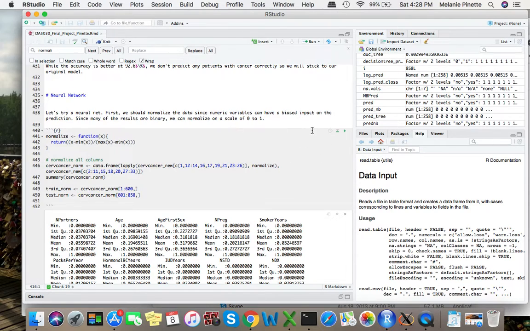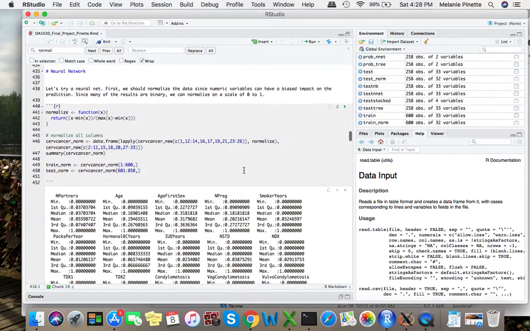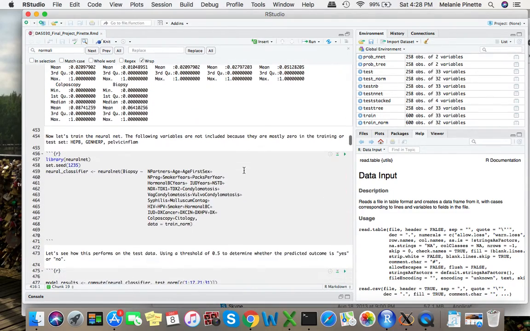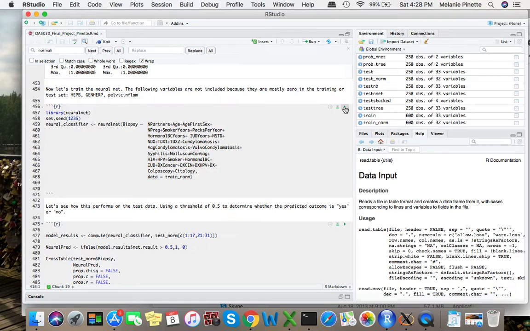Moving on to neural network, we have to normalize the data before we train the neural network. Since most of the variables are binary, we can scale everything on a scale of 0 to 1. So let's do that. Okay, great, that worked just fine. And then we will train without a few of the variables because they are mostly 0 for the testing set, so we remove those.